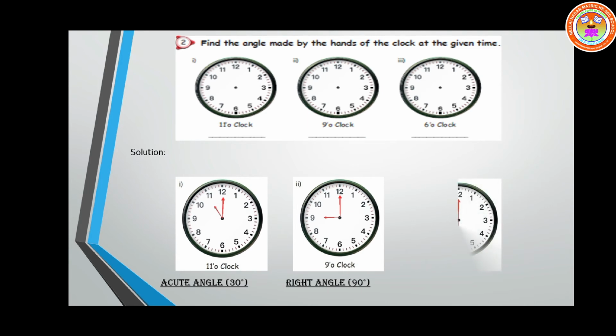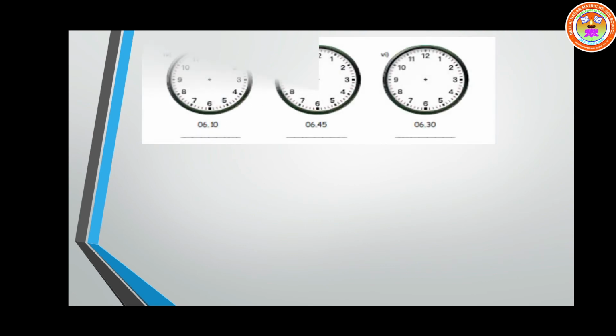Next, for the third one, for 6 o'clock, the minute hand is at 12, the hour hand is at 6. So what type of angle is it? It is a straight angle, that is 180 degrees. Understood, children? Yes. Let us move on to the next one.